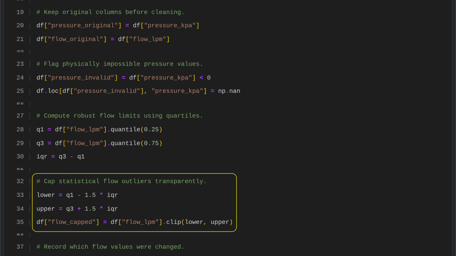To handle outliers in the flow data, we first set lower and upper limits using the interquartile range around the first and third quartiles. Then we apply the clip method to cap any values outside those limits. Values below the lower limit are raised to it, and values above the upper limit are reduced to it, making the data more robust while keeping its overall structure.